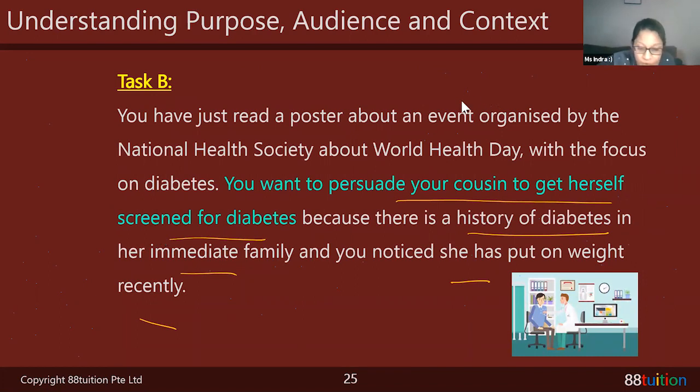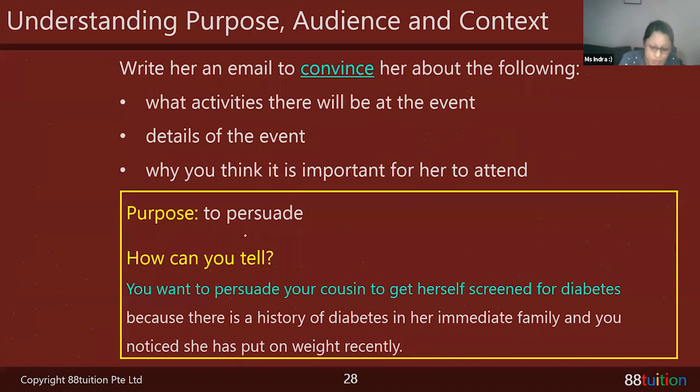Good job. Okay, so it is to persuade because you notice that there's a history of diabetes and she may be at higher risk of actually getting it, right? So over here, we notice that it's to persuade. You're right. Thank you, Natalie. Okay, you want to persuade your cousin to get herself screened for diabetes because of the possibility of inheriting it. Not very nice to inherit, but yeah, through diabetes in her immediate family, and you notice that she has also put on weight.